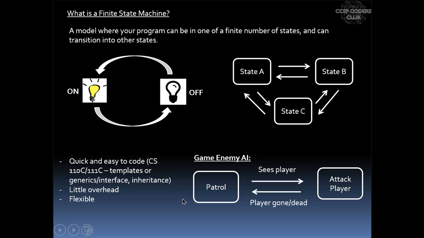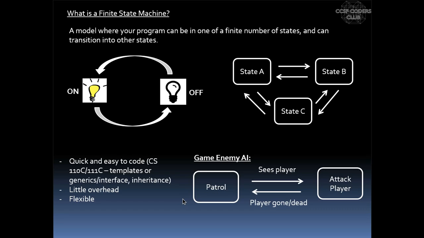So some of the advantages are that finite state machines are relatively quick and easy to code. I'd say they're at the 110C, 111C level. You need to know templates if you're using C++, or generics and interfaces if you're using Java. And you also need to know inheritance, which is taught in 110B and 111B.